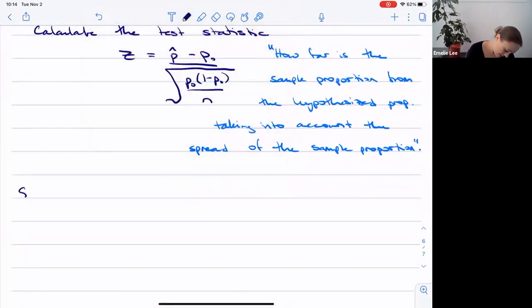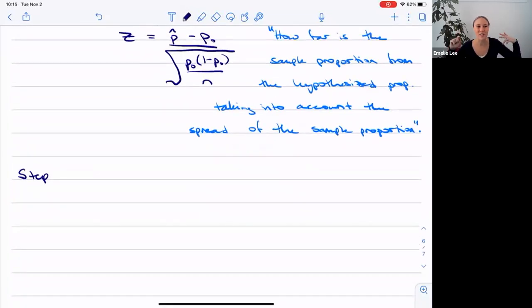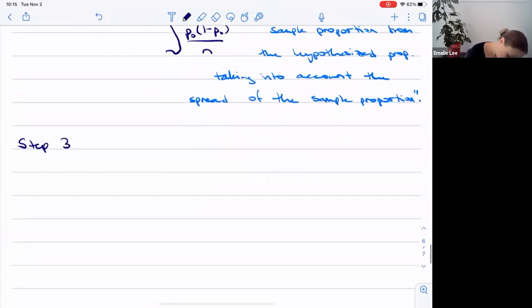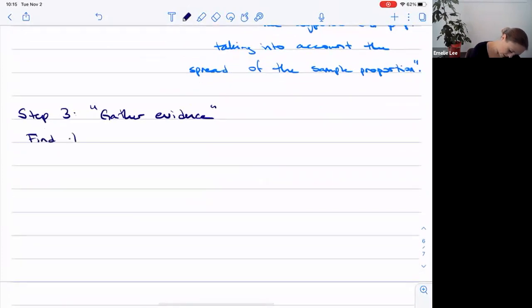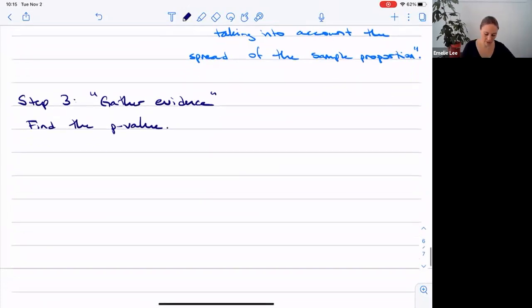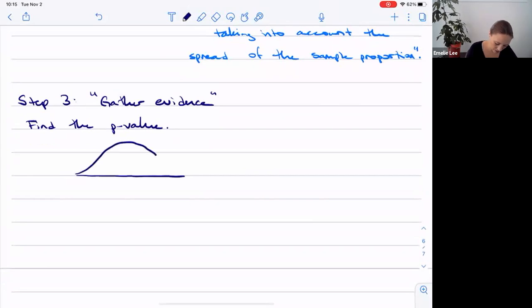So now in step 3, I had to generalize it as gather evidence, but it's really, in a p-value approach, going to be find the p-value. So this is where we find the p-value. Okay. And of course, before you do any of this, you have to check the assumptions. I should have made that a step 0, but I'm assuming that you've checked the assumptions, and now we're just talking about the actual hypothesis test.